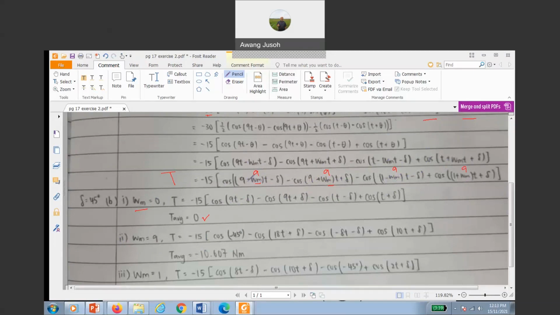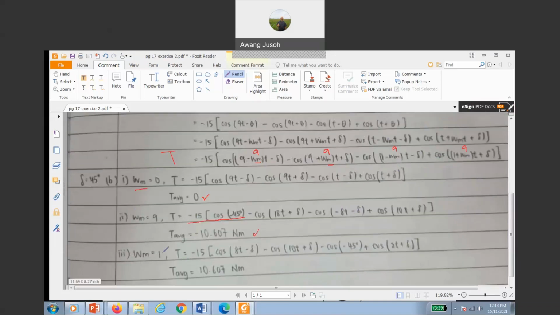But here 9 minus 9 t equals 0, so this term becomes cosine delta only, negative cosine delta. That's why you get a value there. You have this one only: negative cosine 45 degrees. This is the only term with value, which gives you negative 10.607. So definitely it proved the theorem just now.